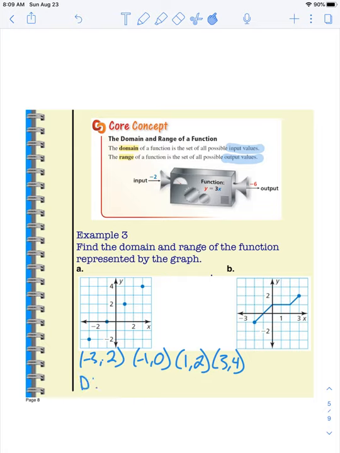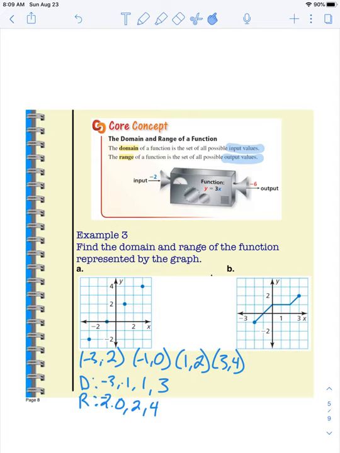The domain is the set of all x values, so the domain is -3, -1, 1, 3. And the range is the set of all y values, so the range is -2, 0, 2, 4. All right, part B is a little bit trickier because it's continuous data, which means we're going to represent it as an inequality.